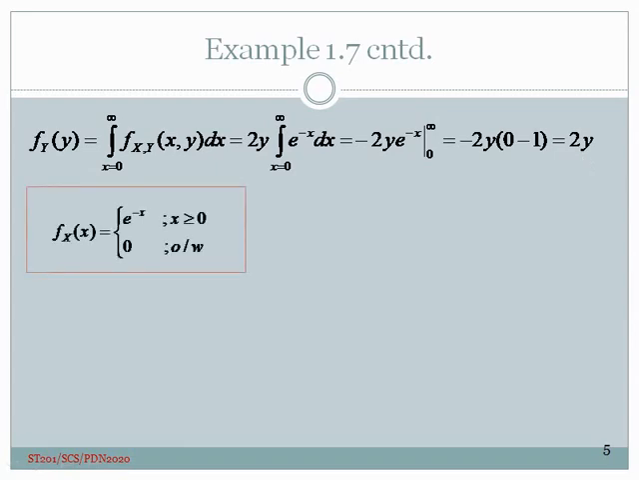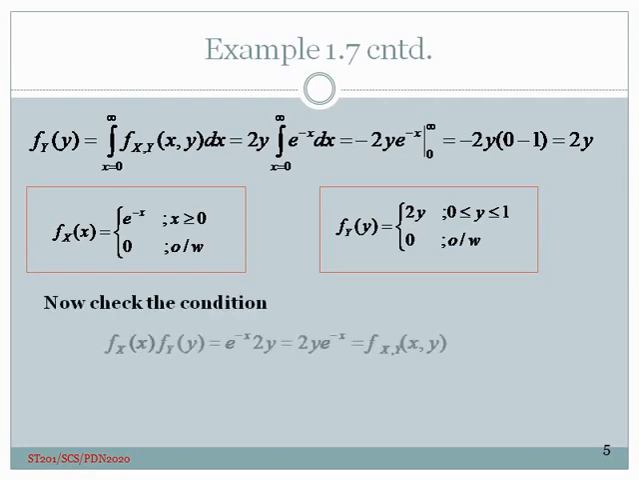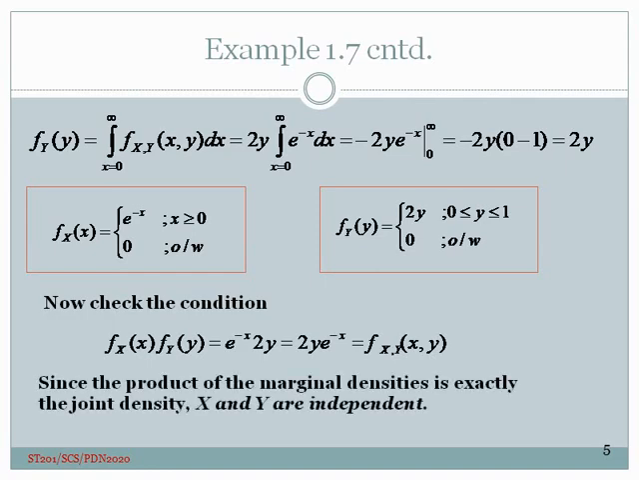Now we can write the two marginal densities as follows. Now let's check the condition. We are going to multiply fx and fy and check whether the answer is the same as the given joint PDF. If you multiply fx and fy, you will end up with 2y e to the negative x, which is the same as the joint PDF. Therefore, we can say x and y are independent.